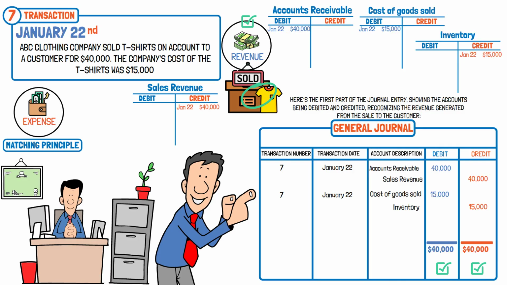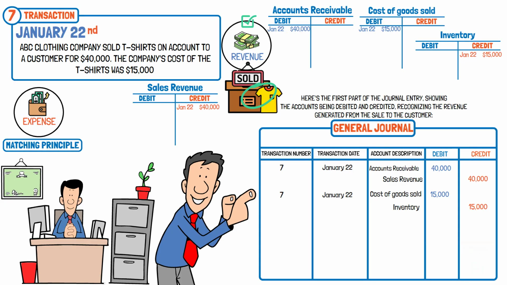Here's the last part of the journal entry, showing the accounts being debited and credited, recognizing the cost incurred to generate the revenue. Before proceeding to the next transaction, we need to confirm that the total of the debit column, $55,000, equals the total of the credit column, $55,000. In this case, the totals match, ensuring the entry is balanced.